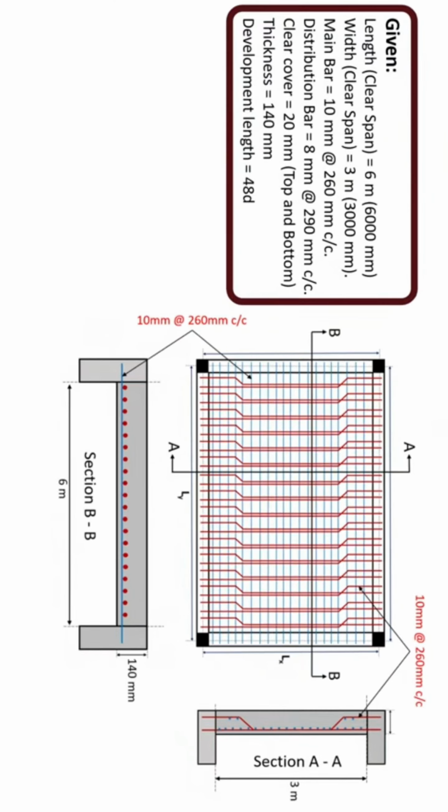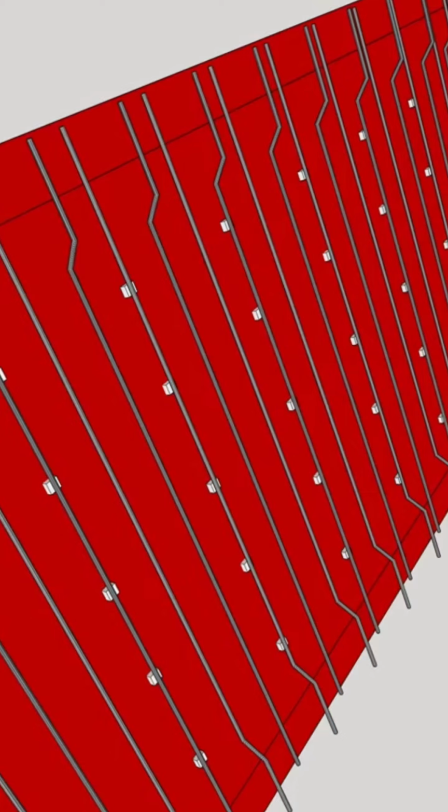Given data: length of span 6 meters, width of span 3 meters, main bar 10 mm diameter, 260 mm center to center spacing. Distribution bar 8 mm diameter, 290 mm center to center spacing. Clear cover 20 mm. Overall thickness 140 mm. Assume development length is equal to 48D.